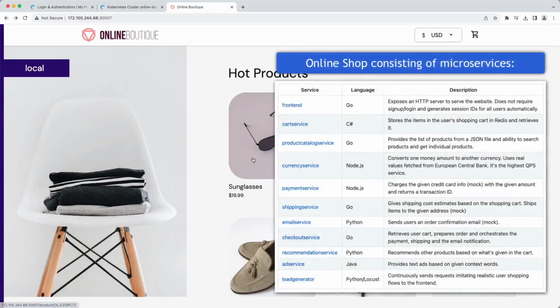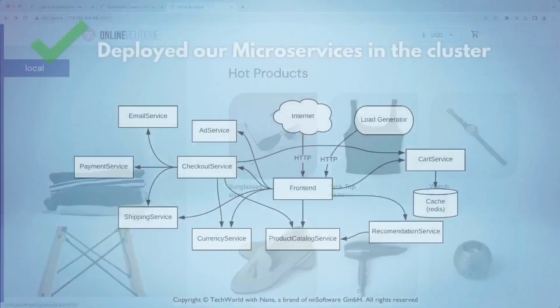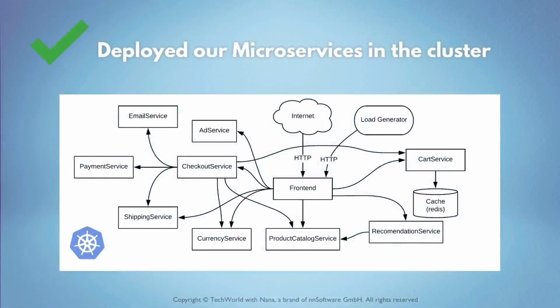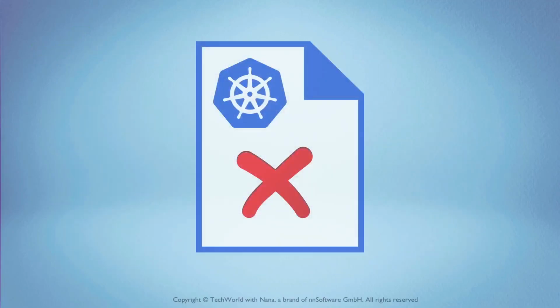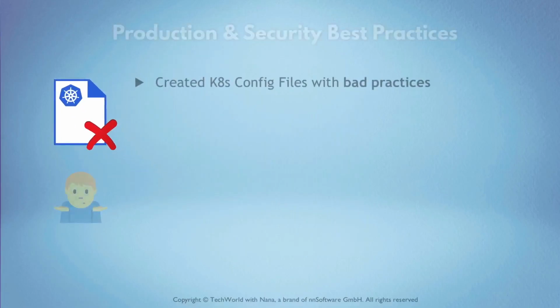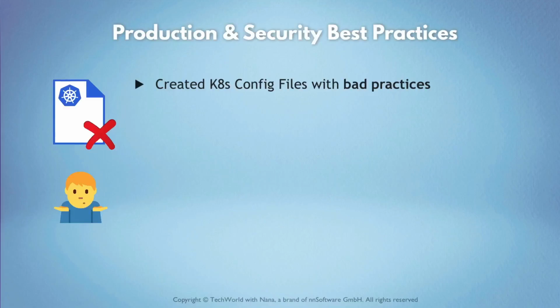We deployed our microservices application and it's running just fine inside the Kubernetes cluster. However, there are several things our configuration files for the microservices are missing. It's missing several best practices of Kubernetes configuration.